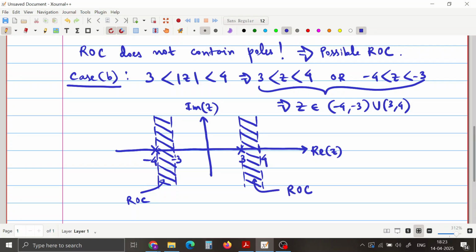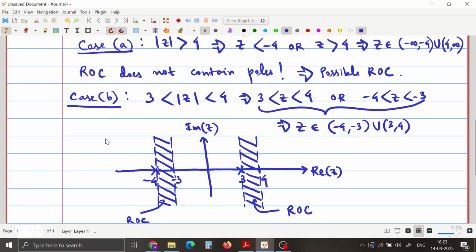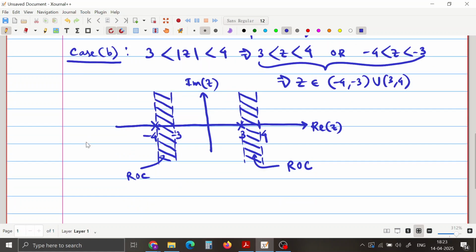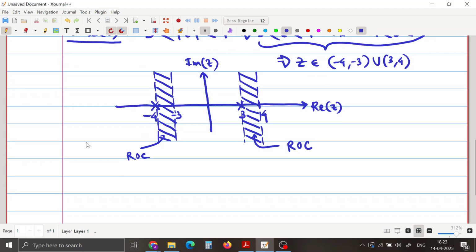Okay, and again we need to perform this check whether this is valid or not. So here also you can see that the poles are lying at the boundary of the ROCs. None of the poles are contained within the ROC. So this is also a possible, valid ROC.